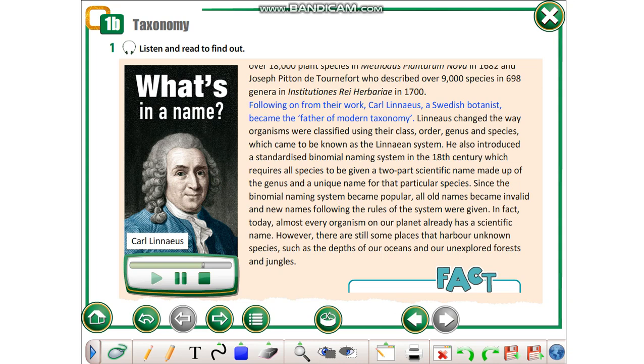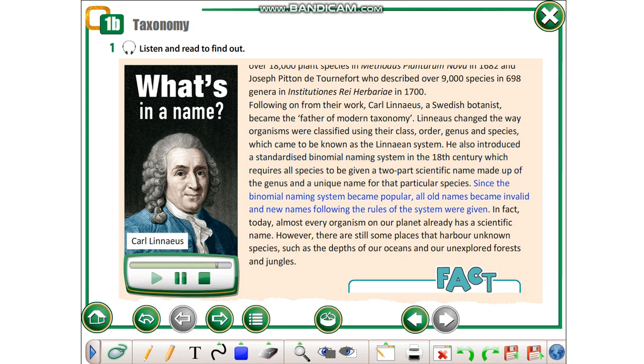Following on from their work, Carl Linnaeus, a Swedish botanist, became the father of modern taxonomy. Linnaeus changed the way organisms were classified using their class, order, genus, and species, which came to be known as the Linnaean system. He also introduced a standardized binomial naming system in the 18th century, which requires all species to be given a two-part scientific name made up of the genus and a unique name for that particular species.